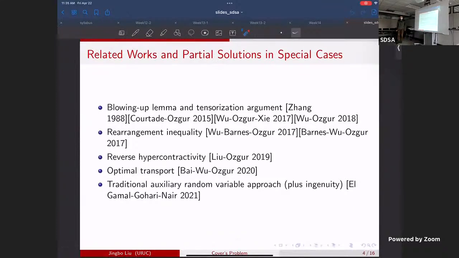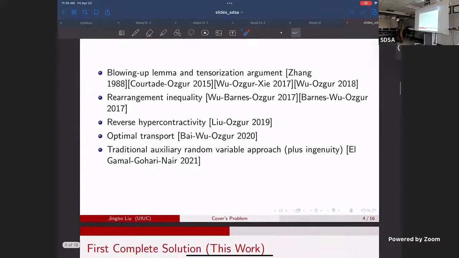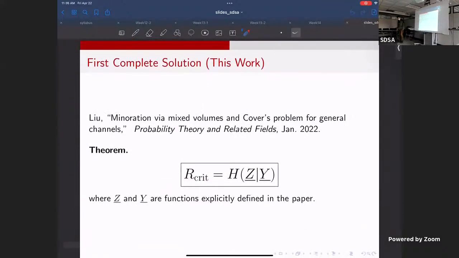I will just mention that there were many past and recent works on this problem. This is just a partial list. A lot of top people in information theory have worked on this problem, and many interesting mathematical tools, such as concentration of measure, rearrangement inequality, reverse hypercontractivity, optimal transport, and the traditional auxiliary random variable approach in information theory have all been applied to this problem. But all these techniques only solved the problem for some special cases, such as the binary symmetric channel or Gaussian channel, or more recently, by these people, for channels which have a low rank matrix representation. But the general question was not solved.